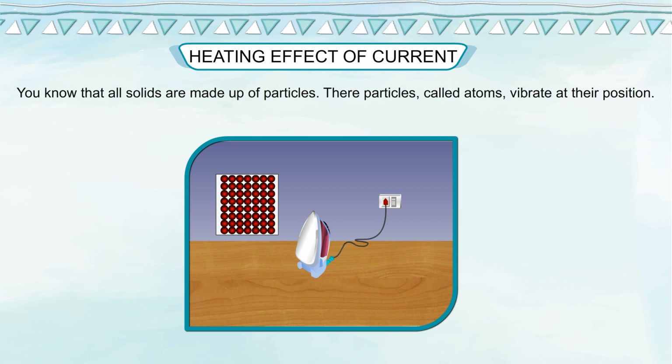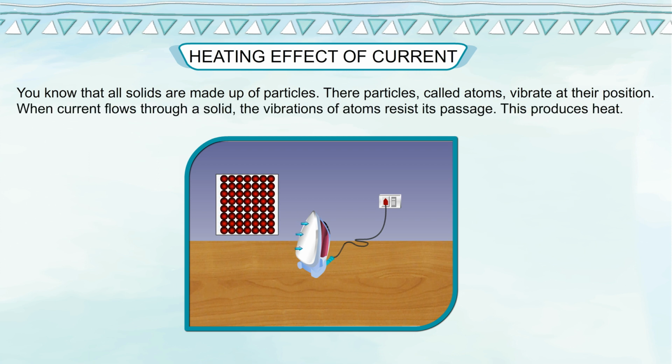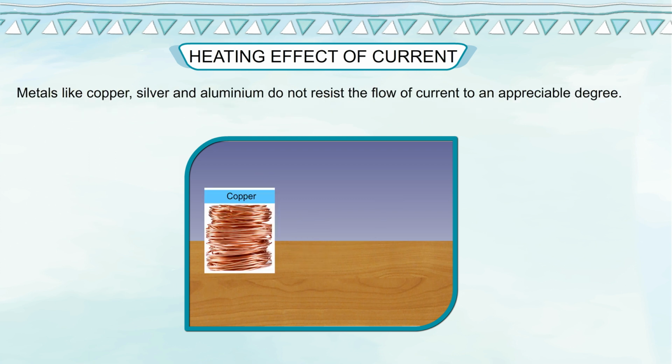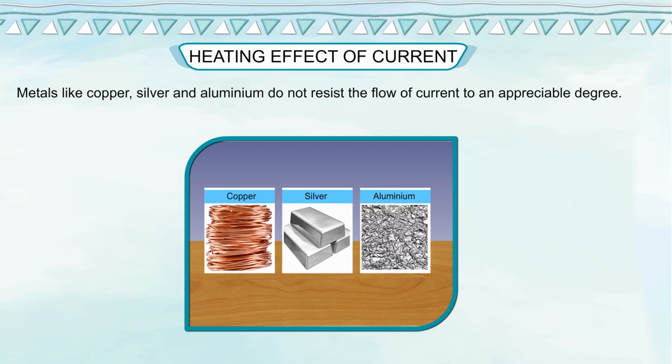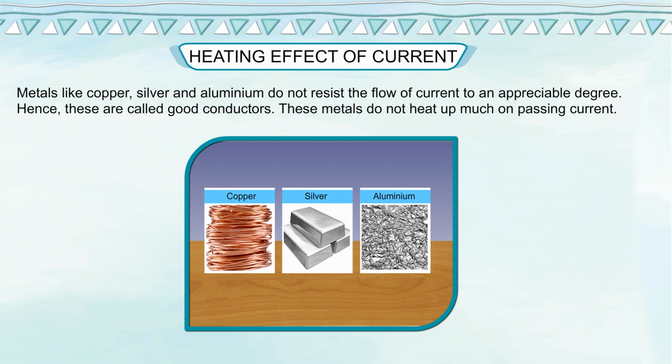You know that all solids are made up of particles. These particles, called atoms, vibrate at their position. When current flows through a solid, the vibrations of atoms resist its passage. This produces heat. Metals like copper, silver and aluminium do not resist the flow of current to an appreciable degree. Hence, these are called good conductors. These metals do not heat up much on passing current.